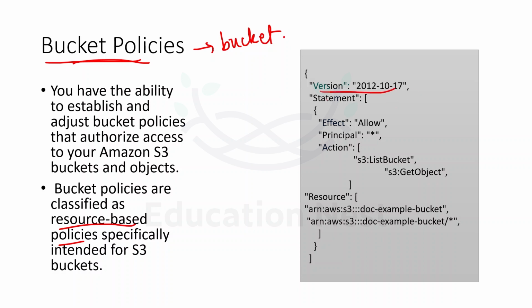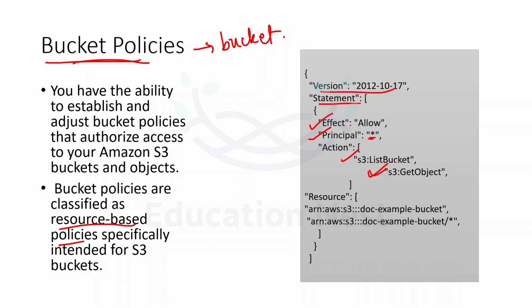We have given the version, we have given the statement over here, right? What this bucket policy is doing is allowing something. To whom is it allowing? To what principal? Because this is a wildcard, it means allow everyone. So what are the actions that we are allowing? We are allowing to list the bucket and we are also allowing to get the object inside of that bucket.